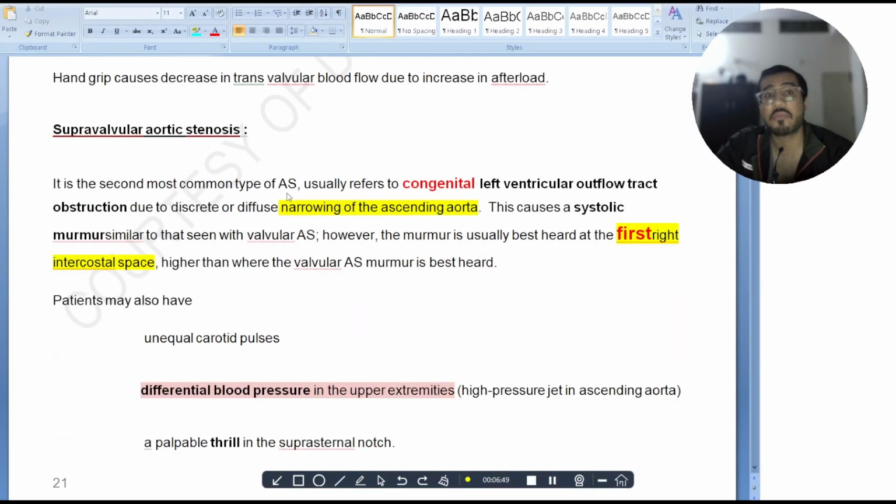It is the second most common type of aortic stenosis, usually referred to as congenital left ventricular outflow tract obstruction due to discrete or diffuse narrowing of the ascending aorta. So it's going to be heard at the first right intercostal space, higher than the valvular aortic stenosis murmurs. And one more question I want to ask you guys as well. If the aortic stenosis or the outflow tract obstruction is because of HOCM, where are you going to hear the murmur then? It's not going to be on the right side, it's going to move to the ANP regurg area on the left side. So it's all outflow tract obstruction, one on the right second intercostal space, one on the right first intercostal space, and the third one on the ANP regurg area.